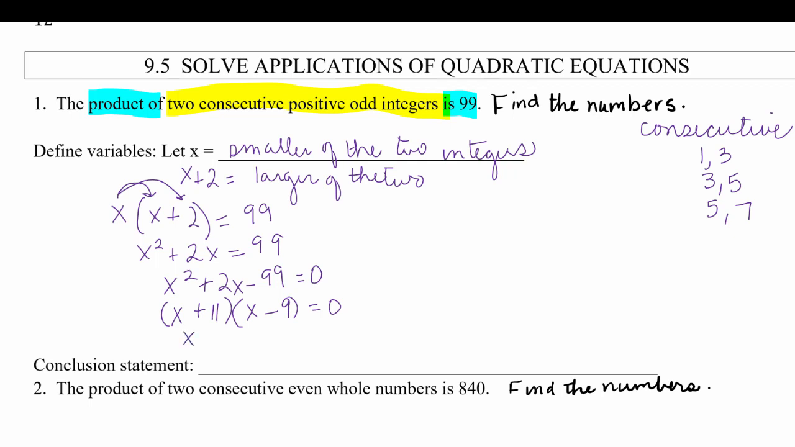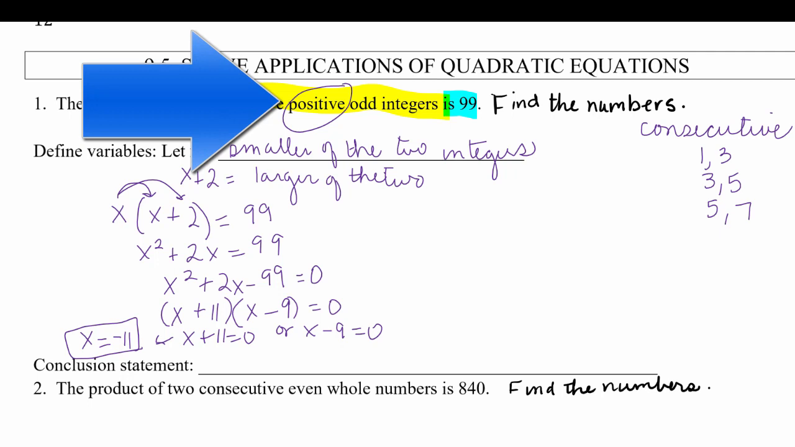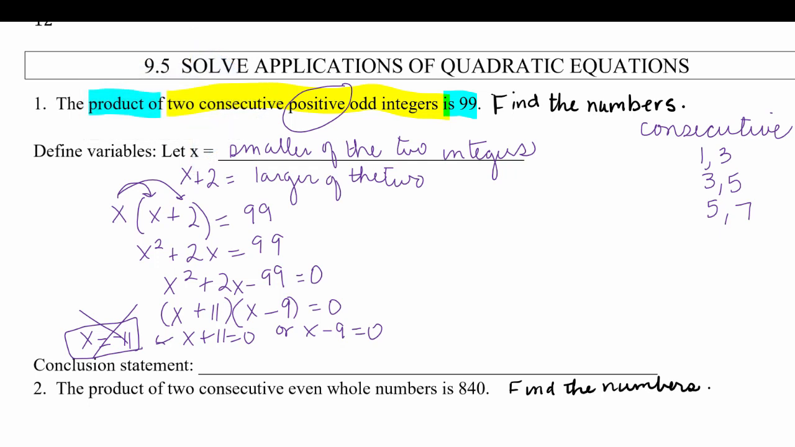and solve for x, right? So x plus 11 equals 0, or x minus 9 equals 0. And here we get x equals negative 11. Okay, so let's talk about this solution. What did we know about our two odd integers? Well, if you come back up here, they told us that the integers were positive. So this x cannot be negative 11. So this solution we need to toss, right? This one, however, gives us that x equals a positive 9.